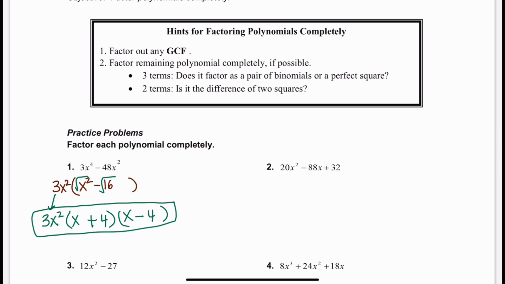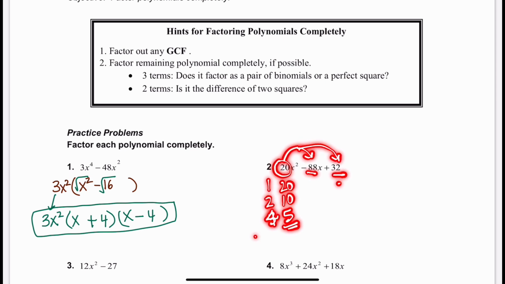Okay, number 2. Now I am noticing all of these are even. So I know at least a 2 can be factored out. However, I want to look and see if there's anything bigger. So I'm going to look at the smallest number. I want to look at 20. Will 20 go into 88 or 32? No, it won't. Okay. Then I'm going to go to 2 and 10. Will 10 go into 88 and 32? No. What about 3? 3 doesn't go in, but 4 and 5 do. Does 5 go into 88 and 32? No. 4 does. 4 goes into 88 and 32.